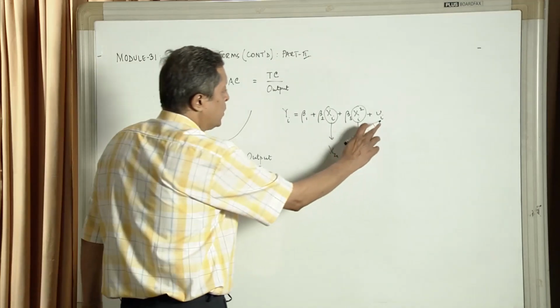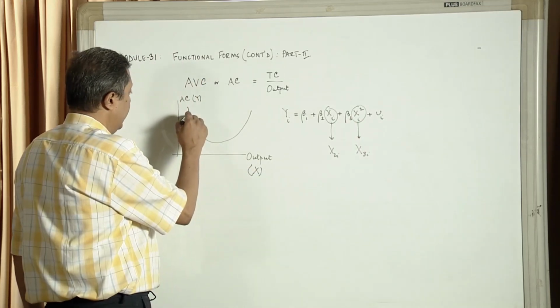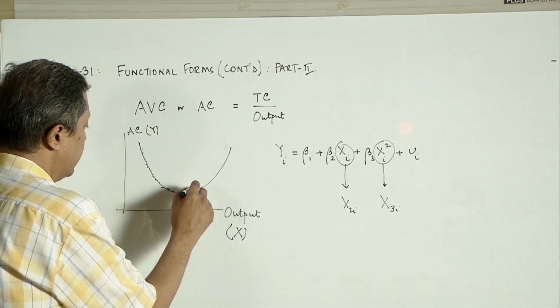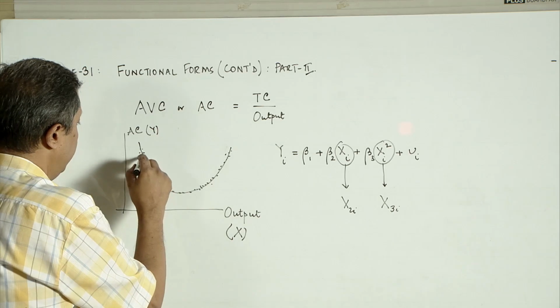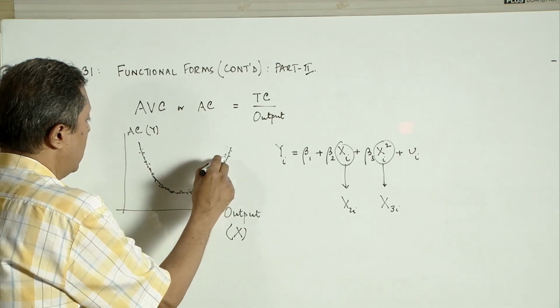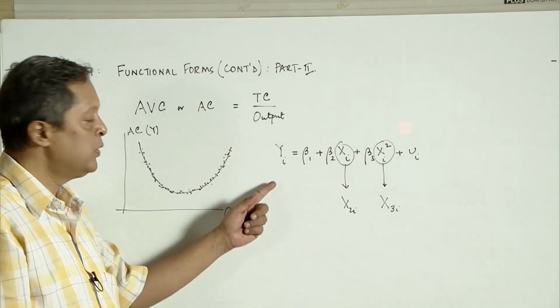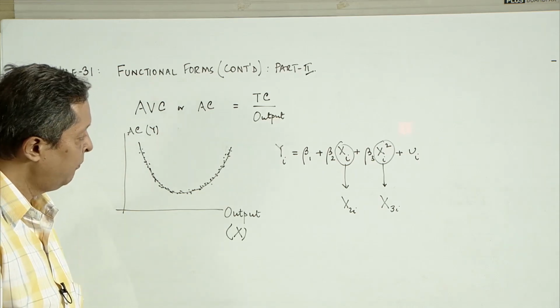Together with this, we also add the random disturbance term ui, and a very well estimated model would look like this, where the dots represent the scatter of average cost against output, and as you can see, it is a non-linear relationship, but we have been able to estimate it using the classical linear regression model.